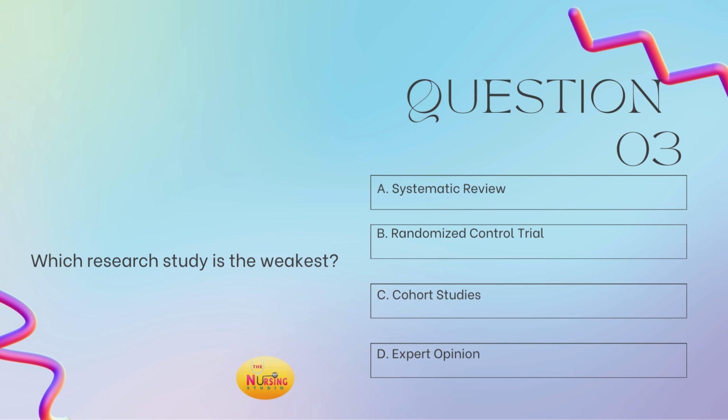Now, which research study is the weakest? The weakest is expert opinions, right? Remember that systematic review is at the top, then your randomized control trials. So make sure you are reviewing your research hierarchy pyramid. Earlier this week, we did the one that is strongest. Make sure you know what order they come in, okay? Familiarize yourself with that pyramid.